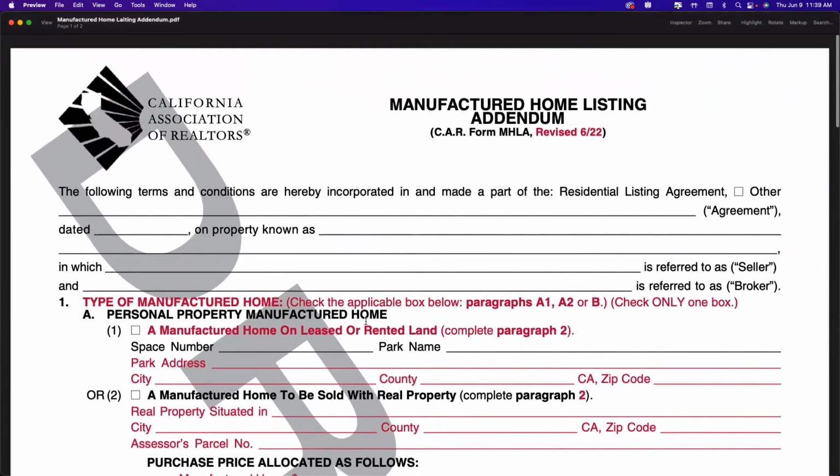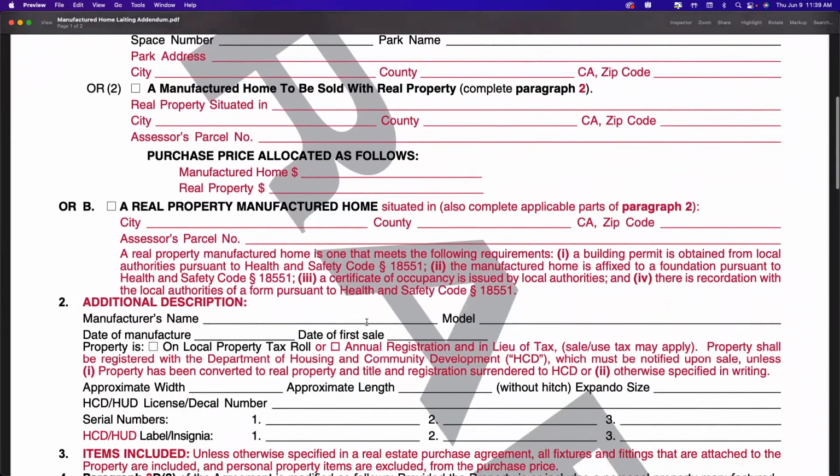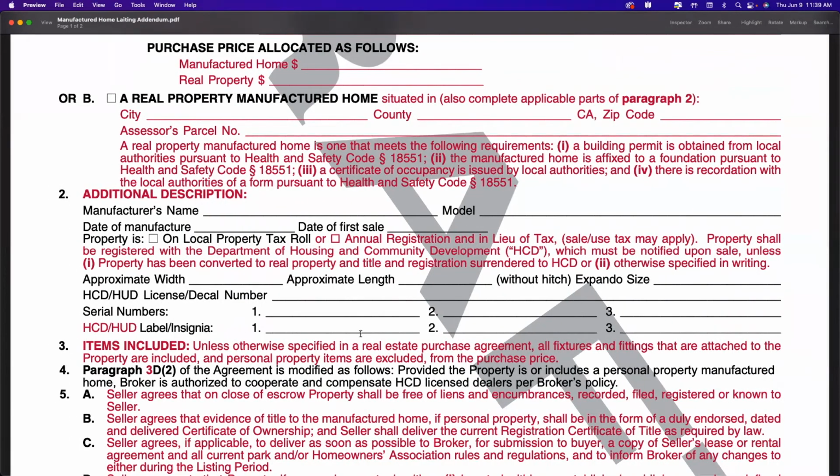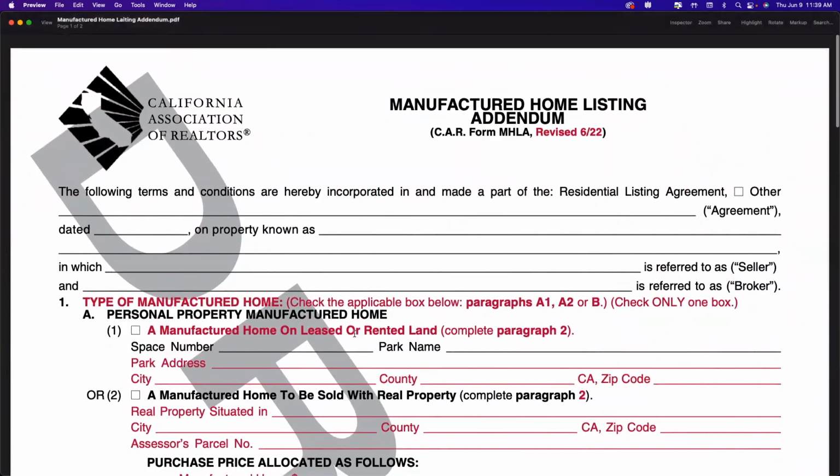So this is just part of the listing addendum. If I take a listing agreement, I'm going to use a regular residential listing agreement, and I'm just going to attach this to it, which is going to break down the details of that manufactured home that you can't reference in a regular residential listing agreement. Okay, any questions? Okay.